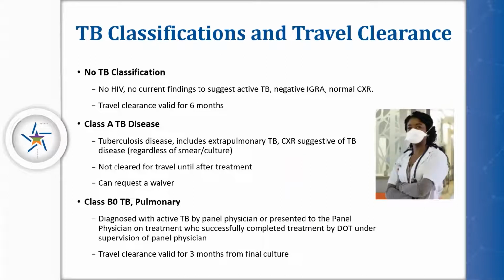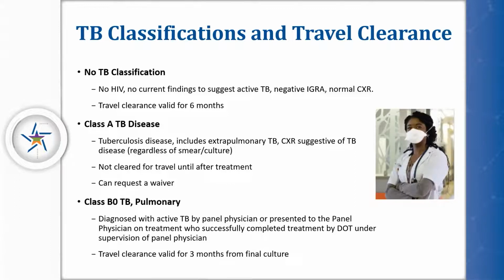So now, the classifications. Always some of the most important things for how an individual is managed when they reach the US side. So, the simplest one is no TB classification. This is an individual that does not have documentation of having HIV. They have no current findings to suggest active TB on your physical exam or on your history. They have a negative IGRA and a negative chest x-ray.